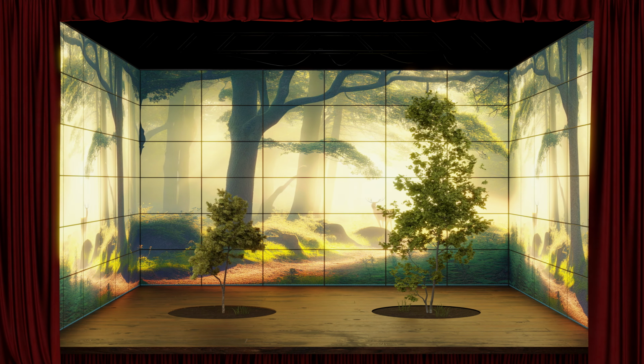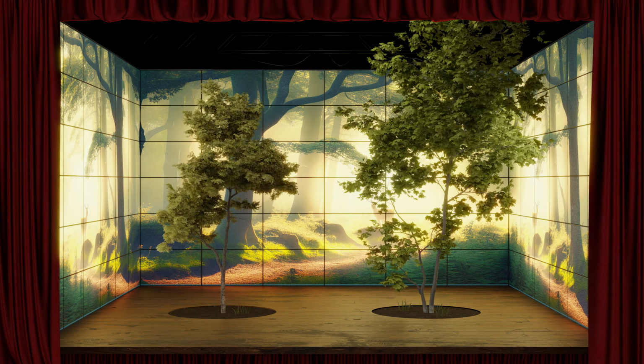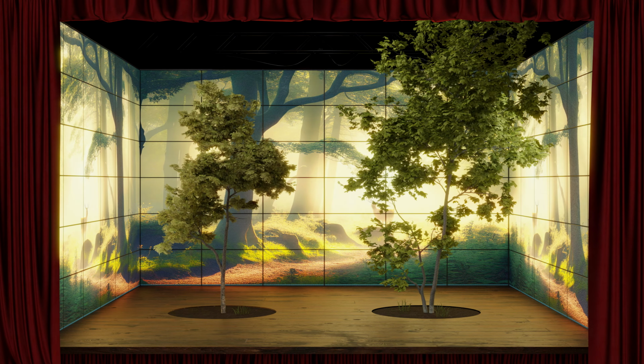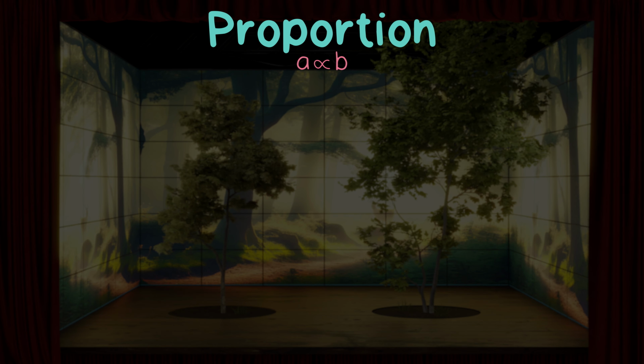Here we are comparing the heights of our trees. The heights and rates of growth of these trees are in direct proportion. What this means is that as one of them grows, so will the other, but they will maintain the same ratio between their heights. We have a symbol to tell us that this relationship is present. This symbol is used to say that A is proportional to B.